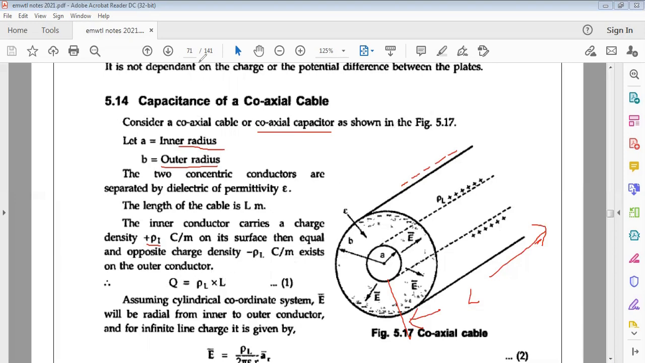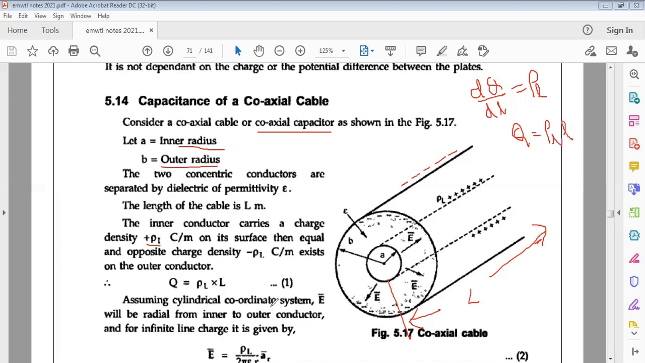As I explained earlier, dQ by dL is equal to rho L. That is the line charge density, the change of charge with respect to length, so Q is equal to rho L into L.